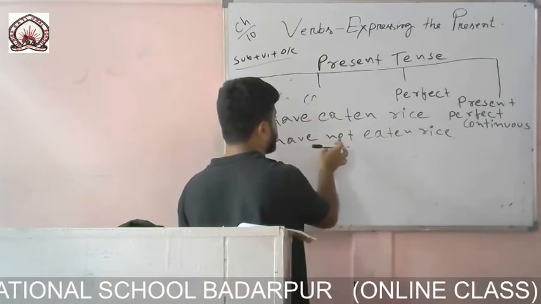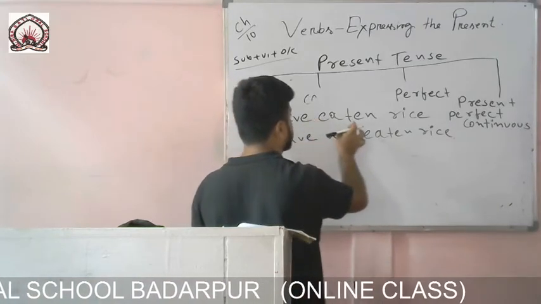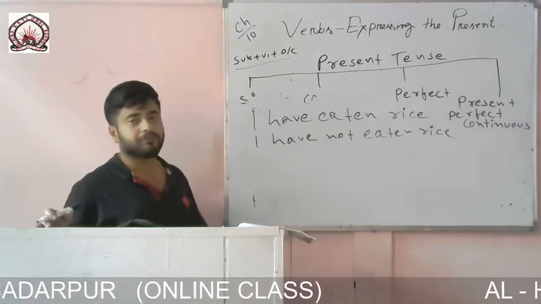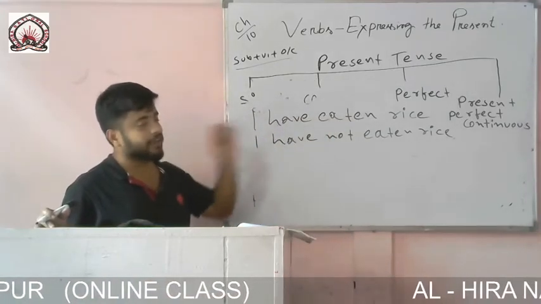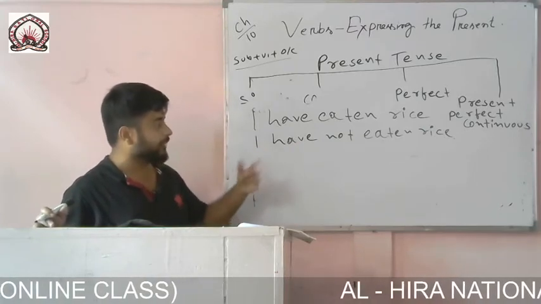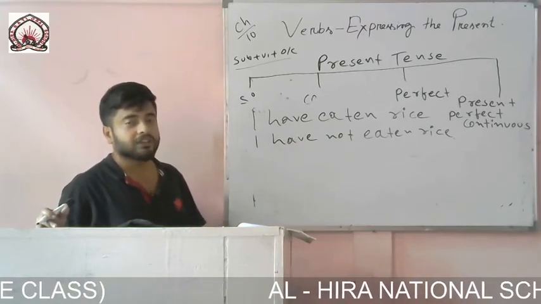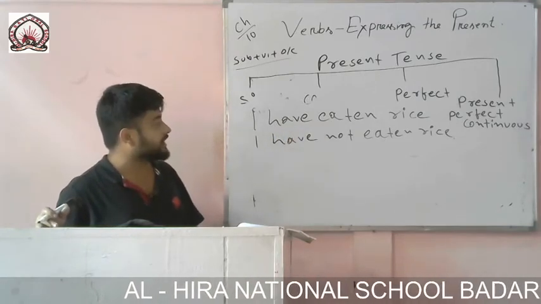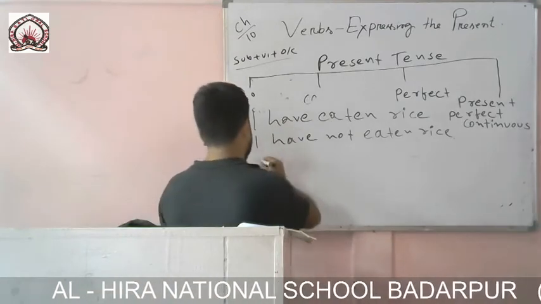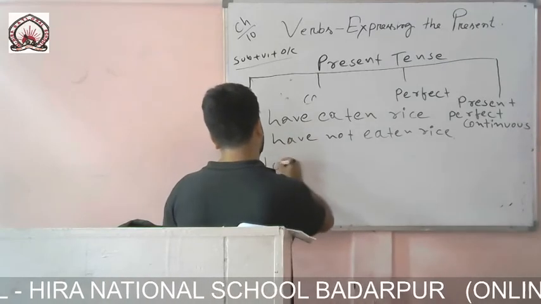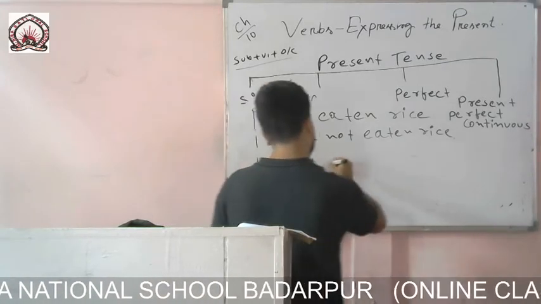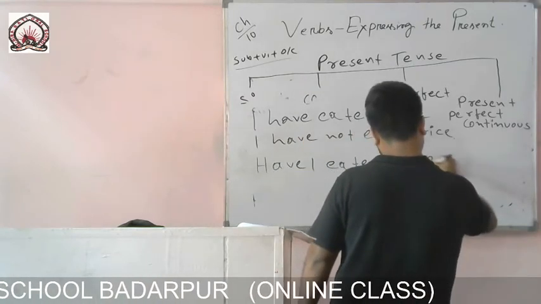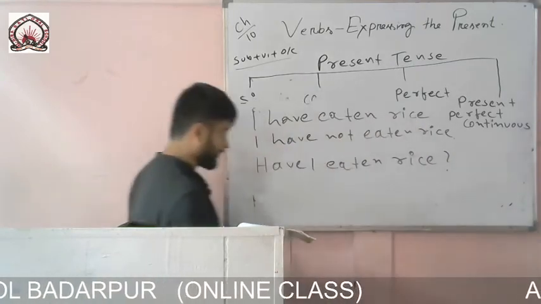What I have done, I have put not between the auxiliary verb have and the third form, the main verb eaten. So it became negative. Now if we want to change it to interrogative, how can we change? Have I eaten rice? We bring the auxiliary verb to the beginning. Then at the end a question mark if it is interrogative.